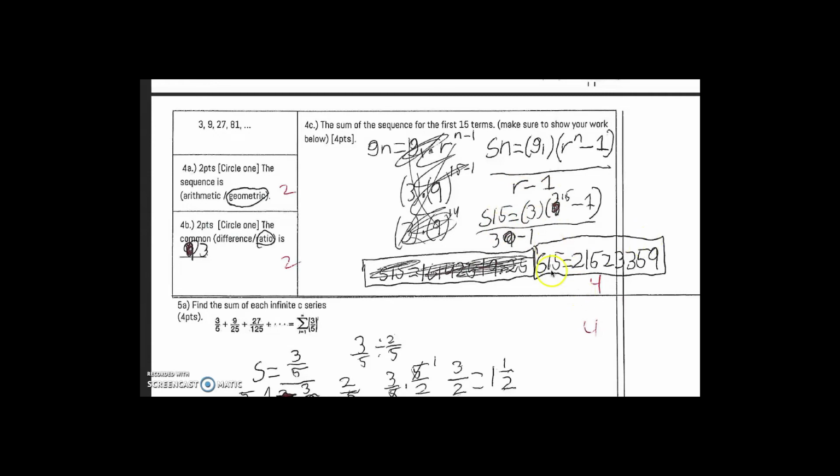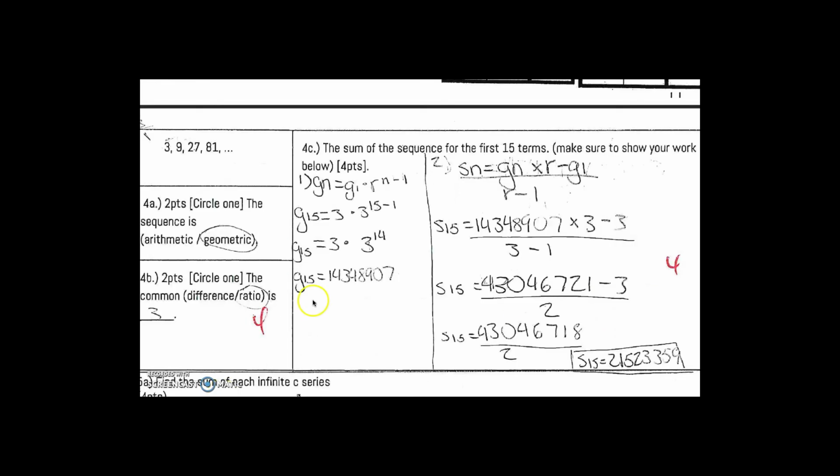And then the sum of the 15th number is a big number, comma right here, first 3 digits, and then 3. 21,523,359 is correct. 4 points, full credit. I want to show you what this student did.